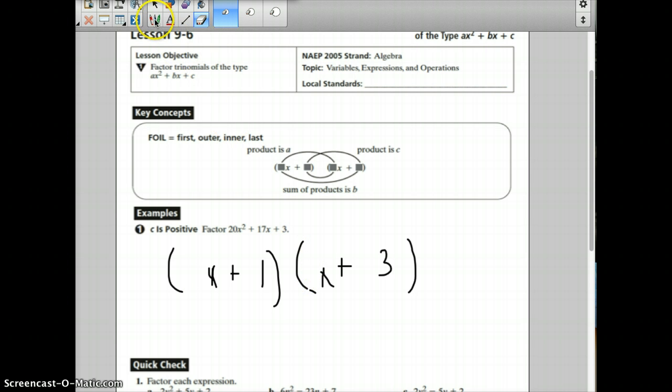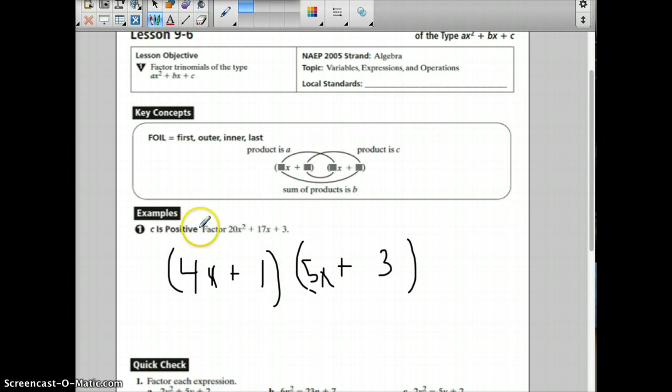now, and I put the 4 here, that gives me 12 for my outers, and if I put a 5 here, that gives me 5 for my inners. So my outers and inners, 12 and 5, make 17. So by guessing and checking along the way, you're able to figure out the factor. And again, you can practice these and you can work backwards to check.